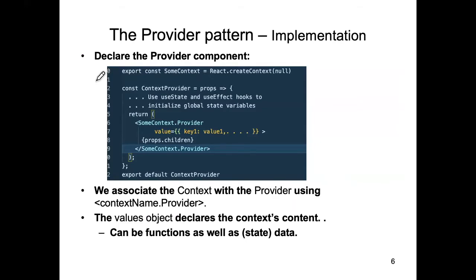So step 1 is to declare your provider component. There's nothing unusual in this. This is the provider component. It's an ordinary component. It probably will have useState and useEffect code in there. So there's nothing unusual there. Now, this line here is critical. This is how we create an empty context.